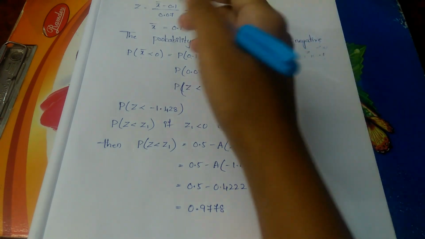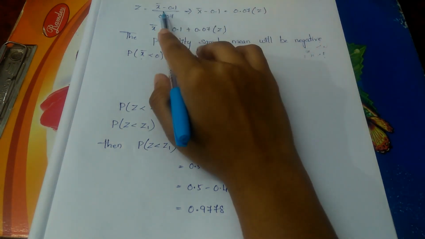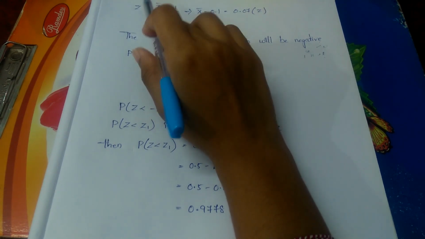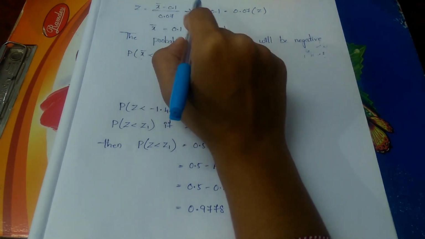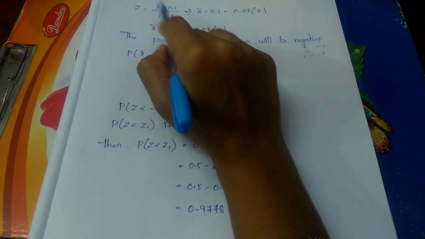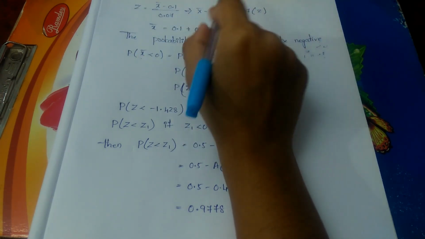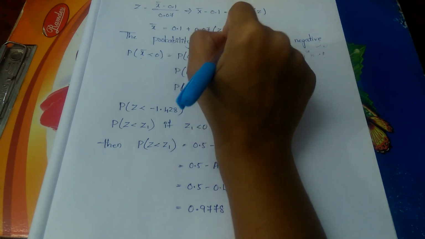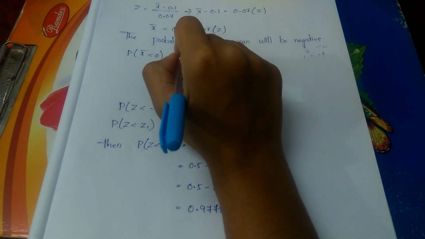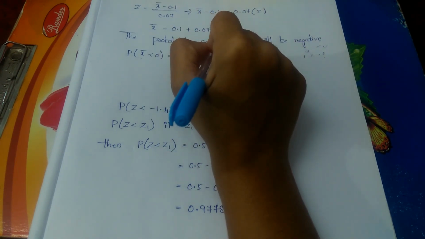So here z is equal to (x bar minus 0.1) by 0.07. Now from this, I want to multiply the 0.07 with the z. Now it can be written as x bar minus 0.1 is equal to 0.07 into z. So send minus 0.1 to the right hand side, so it becomes positive. x bar is equal to 0.1 plus 0.07 of z.